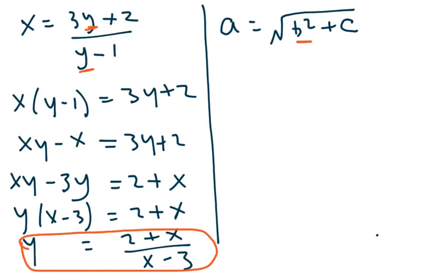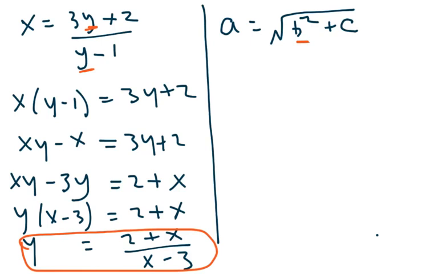Okay, now we're trying to get b to be the subject of the formula here. b is inside the square root, and it's b squared as well. I might redo that slightly because it looks a bit funny. It's b squared plus c. So first of all, we need to get rid of the square root on both sides.